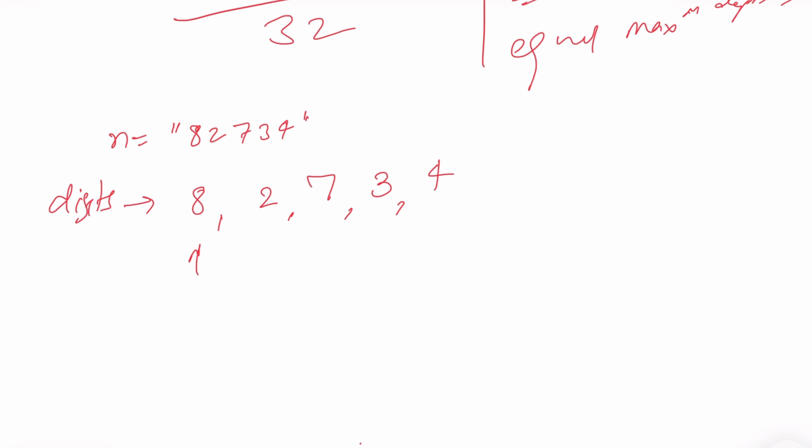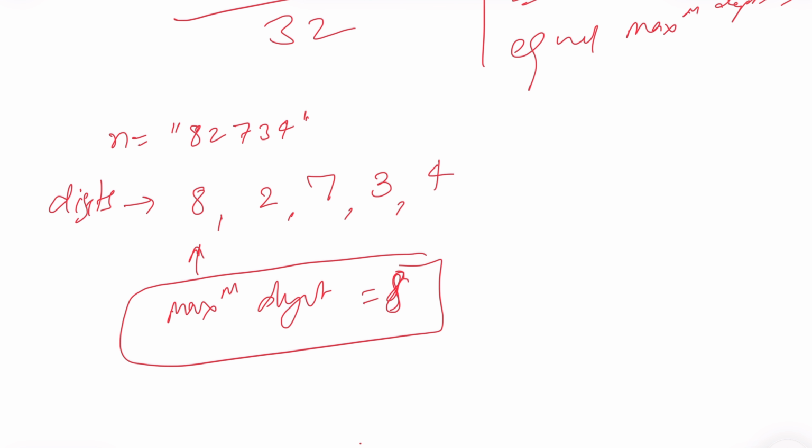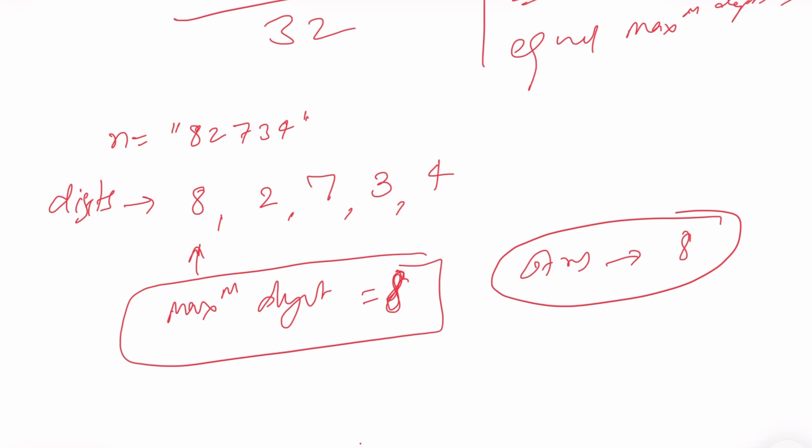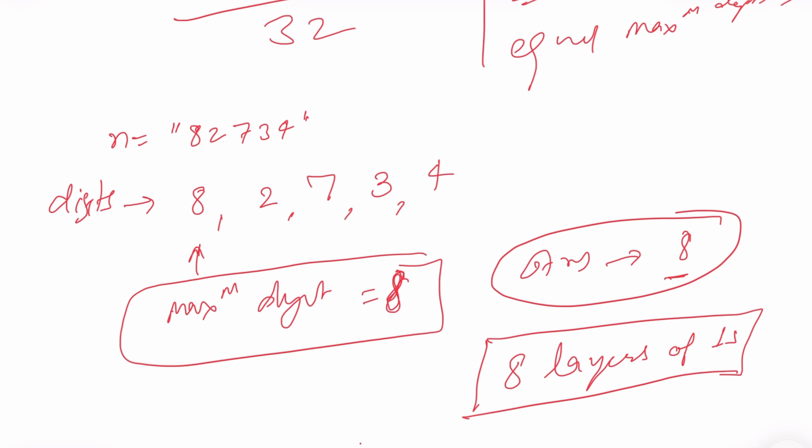What is the maximum here? So the maximum digit is nothing but 8. Can we say that the maximum digit is 8? So the answer is also 8, because to construct digit 8 we need 8 layers of oneness. Understand? If we want to construct 8, we need 8 layers of oneness, and that is why our answer is 8. I hope you are understanding clearly what I'm trying to say here, right?